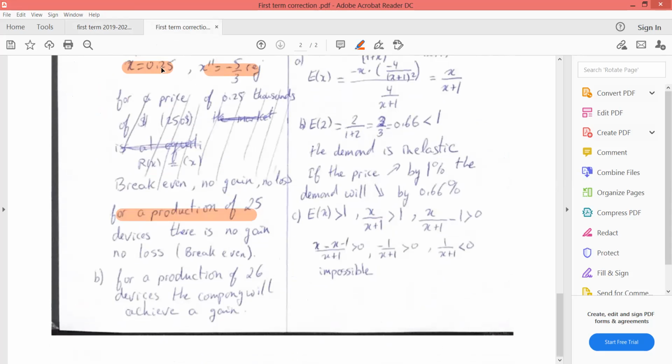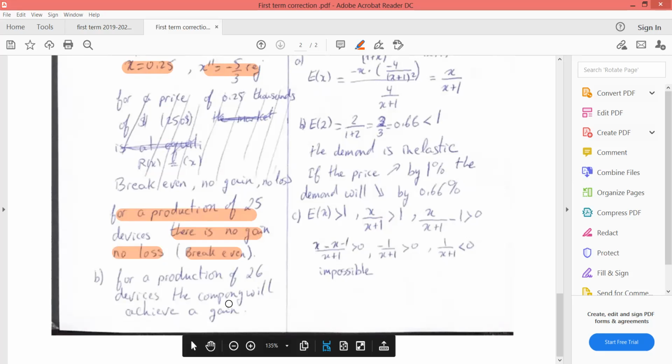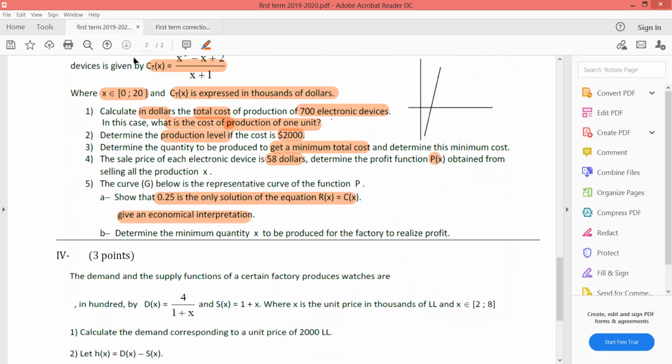This is 0.25 times 100, for a production of 25 devices. There is no gain, no loss, or we call it break even. Okay.